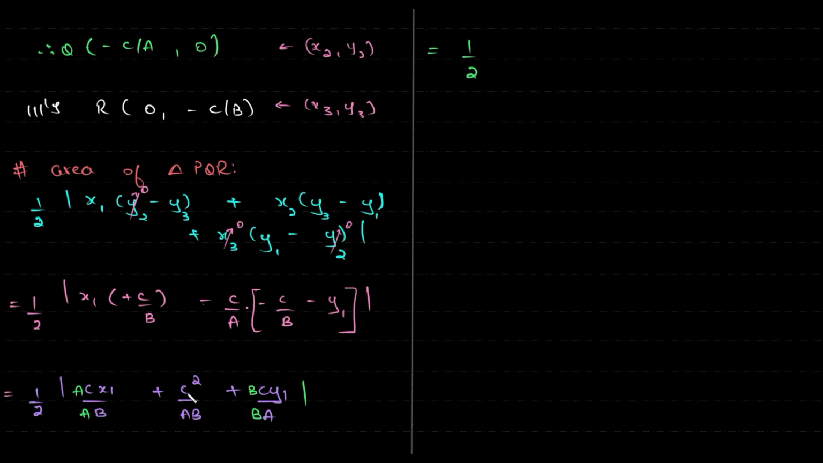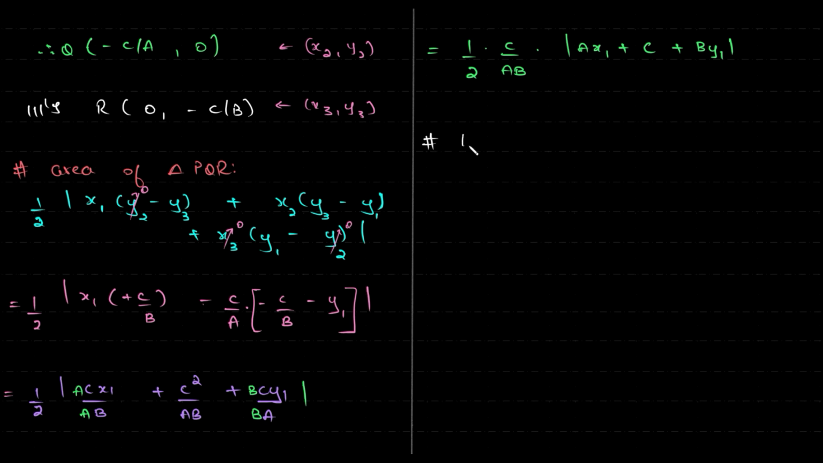What is common? C is common in the numerators and in the denominator AB is common. So we'll take out C by AB. And the modulus over here is AX1 plus C plus BY1. So that is your area of the triangle. Okay, a simple straightforward expression.